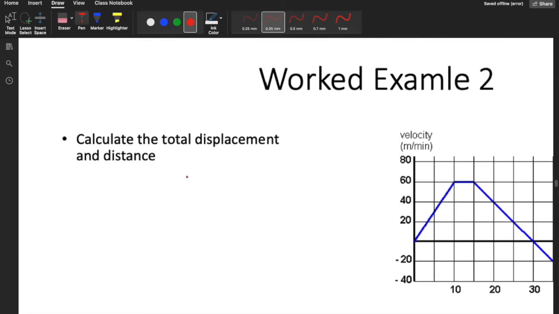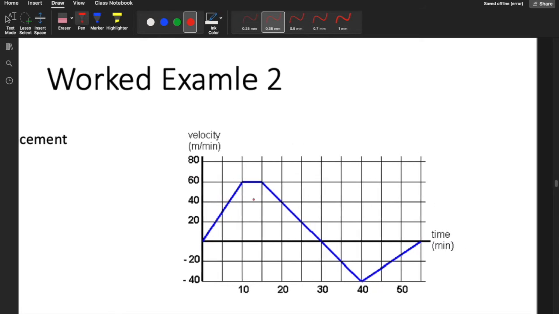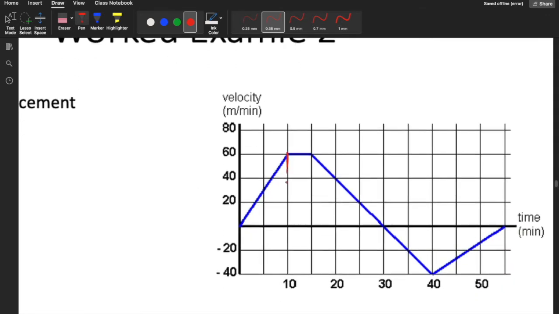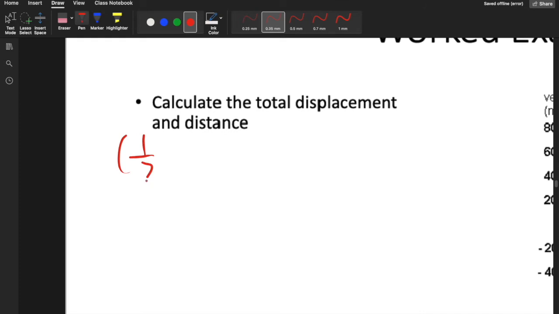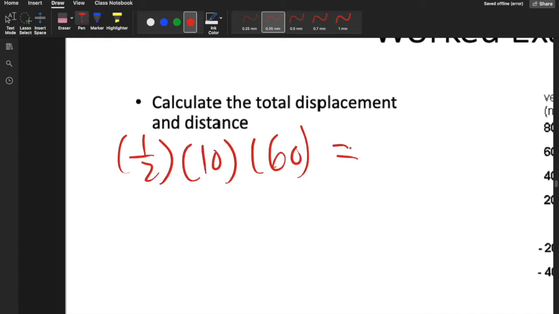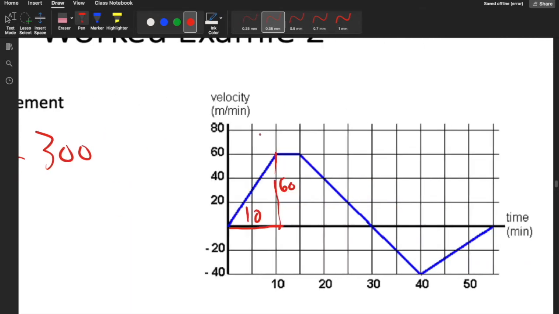Example 2, calculate the total displacement and distance. Still pause the video and do the problem by yourself first. So now I'm going to solve the problem. I will calculate the area of the triangle first. So here's 10 and here's 16. So the area will be 1/2 times 10 times 16, which is equal to 5 times 16. So it's 300 here.